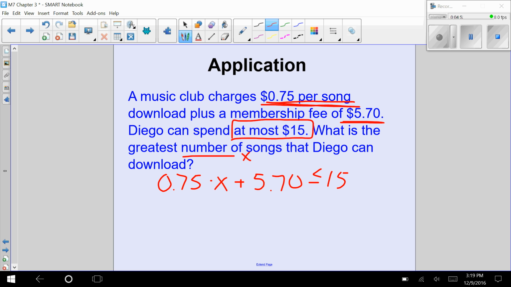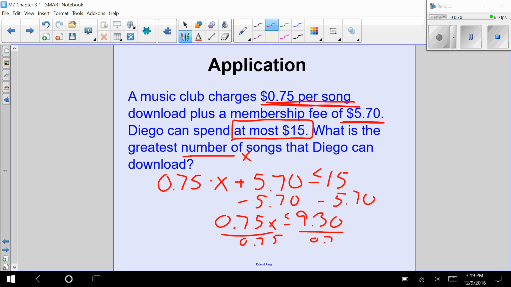Now we solve. We start by subtracting $5.70 off of each side. We get 0.75x is less than or equal to 9.30. Divide both sides by 0.75. We get x is less than or equal to 12.4. Well, you can't download 12.4 of a song, so you have to say, at most, he could download 12 songs.